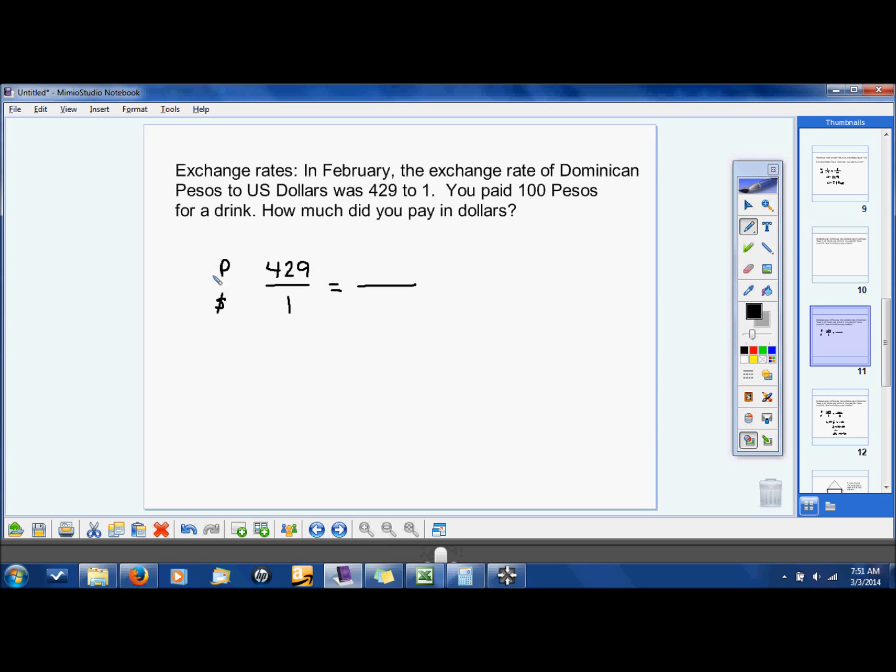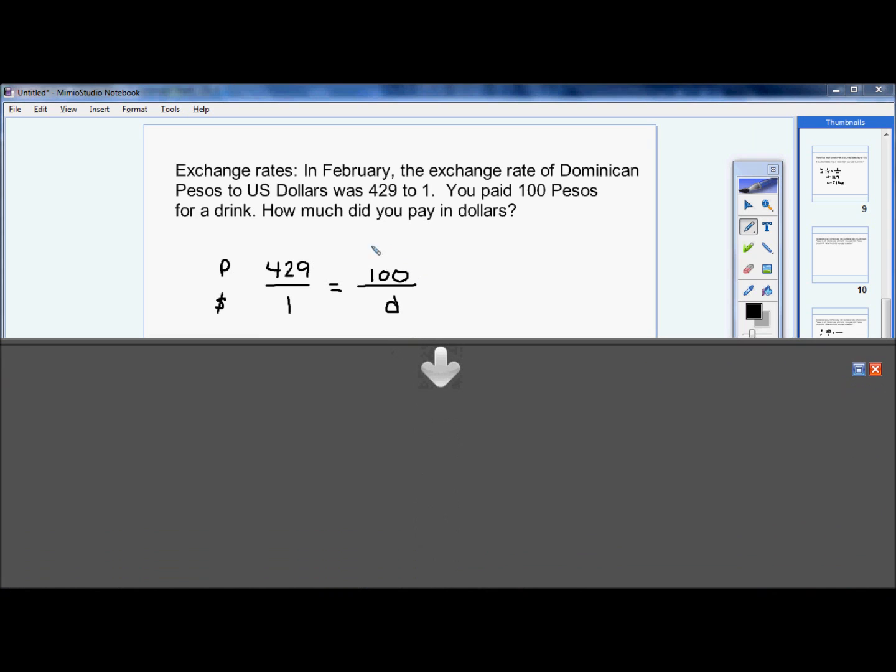So if we're comparing pesos to dollars, you start off pesos to dollars with your fraction, your proportion. You need to figure out what's on the other side of the proportion on this. Remember, it'll be pesos to dollars. You paid 100 pesos, so the 100 would go up here. Okay, pesos over dollars on this side, pesos over dollars on this side. Quick cross multiplication problem.